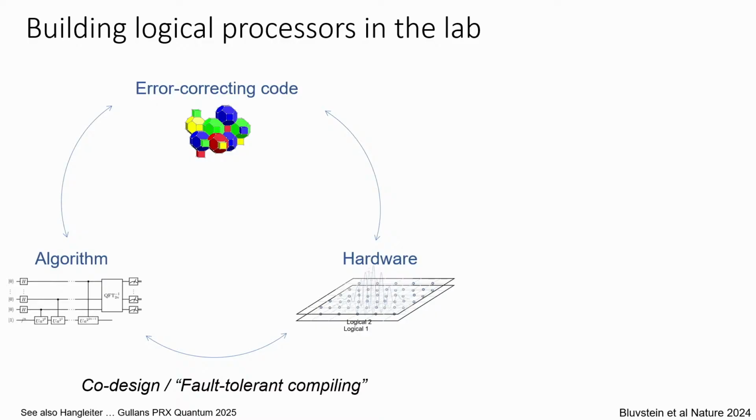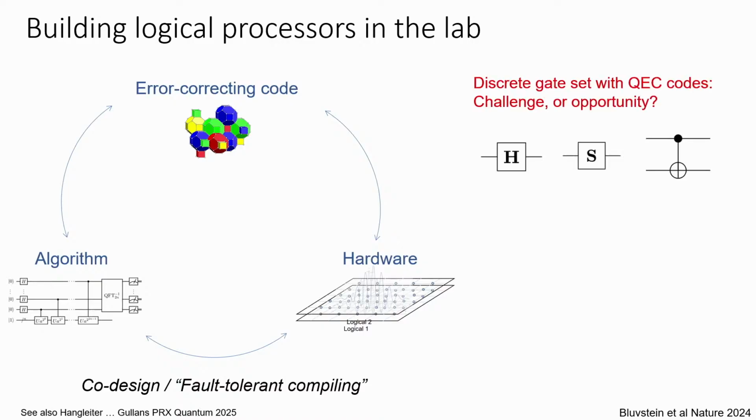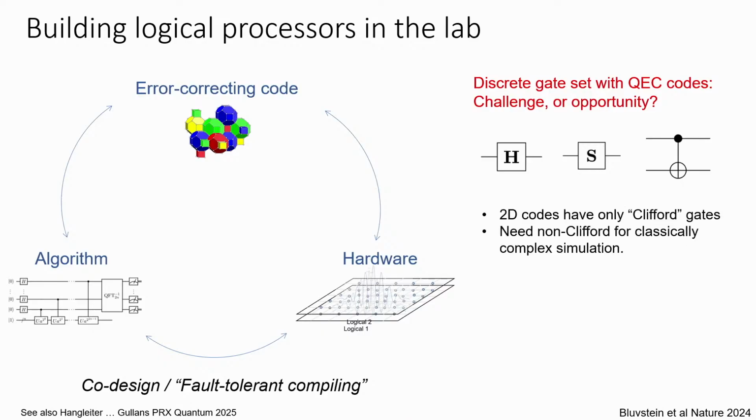And it's a complex art form that when you play this complex art form, it allows you to come up with new creative tricks. And one of the big things that is fundamental to the fact that you want to do digital operations with these error correcting systems is that you only have a discrete gate set available to you, like a Hadamard, S, or CNOT. 2D codes in particular only have Clifford gates, and you need non-Clifford gates to do things that are interesting, like classically complex simulations. And it starts to just become a completely different world than what we're used to after several decades of playing with qubits in the lab.